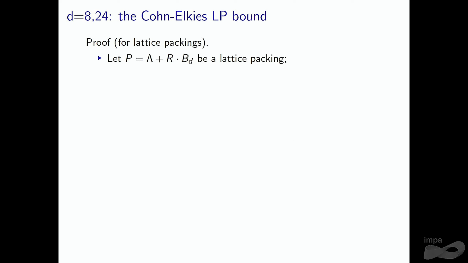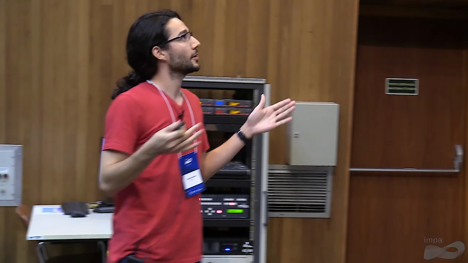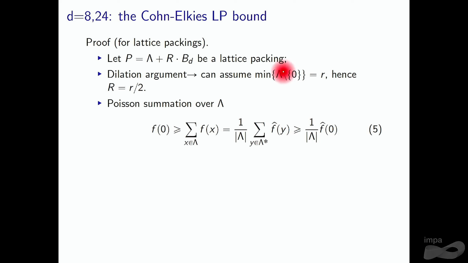I'm going to prove this result just for lattice packings. So take a lattice packing, where capital R is the radius of the balls. You can apply some dilation and you are not going to change the density of your sphere packing, so we are going to apply a dilation so that the minimal non-zero norm of your lattice is small r, so that you can take the radius of your balls to be r over 2.